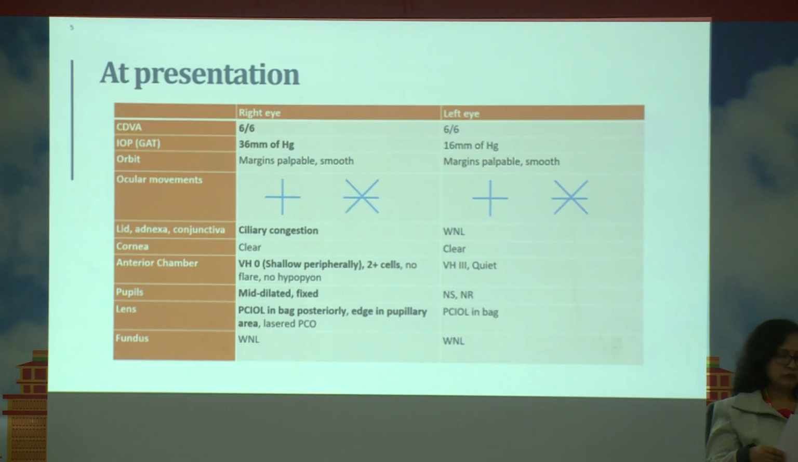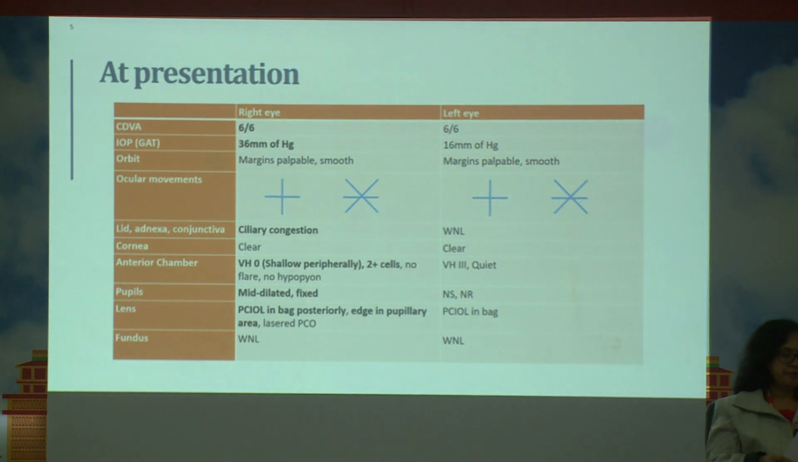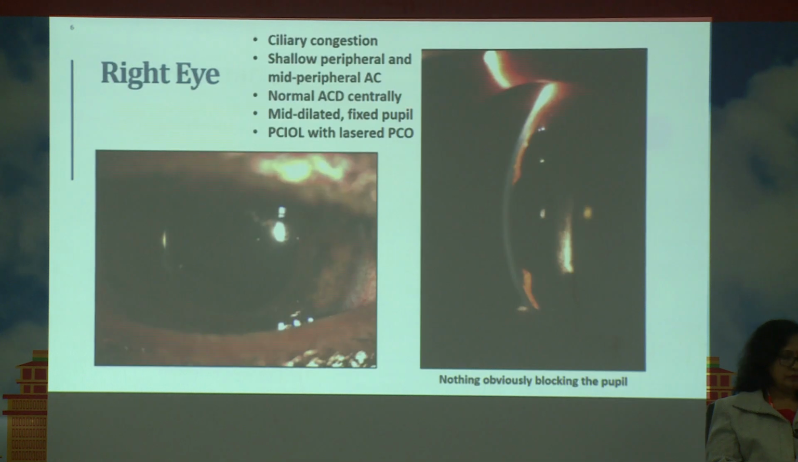The general examination was within normal limits. The significant findings on ocular examination in the right eye: the IOP was 36 millimeters of mercury as measured by Goldmann's applanation tonometer. There was 360-degree circumciliary congestion. The anterior chamber was shallow peripherally and mid-peripherally with a Van Herrick's grading of 0. 2+ cells were present. The right eye's pupil was mid-dilated and fixed. The PCIOL was situated posteriorly, but the edge was in the pupillary area, and there was a lasered PCO.